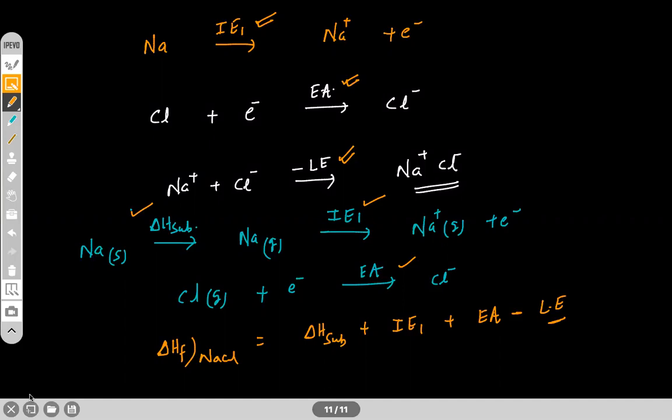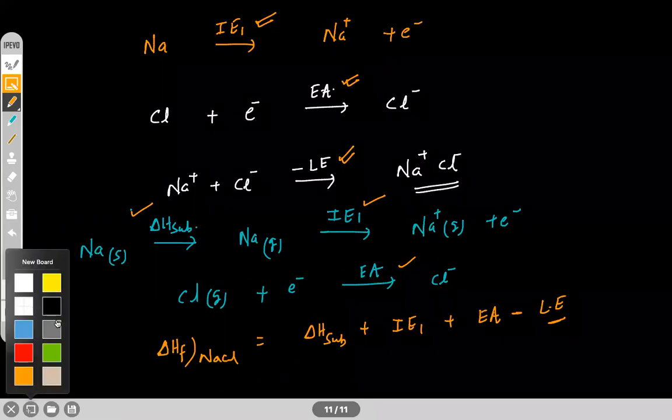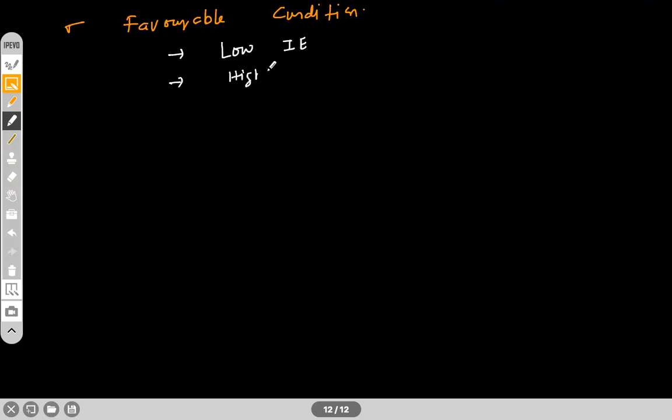Now, since ionization energy and electron gain enthalpy, electron affinity, are involved in this, which element can easily form an ionic bond? For that, these are the favorable conditions for the formation of an ionic bond: low ionization energy, high electron affinity, and high lattice energy.